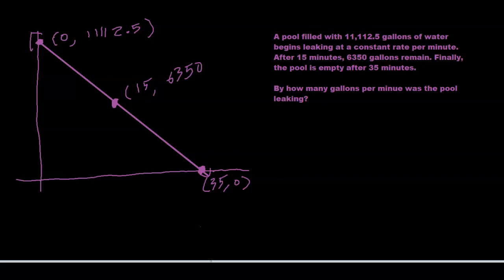After 15 minutes, 6,350 gallons remain. Finally, the pool is empty, that is, 0 gallons remain after 35 minutes. By how many gallons per minute was the pool leaking?